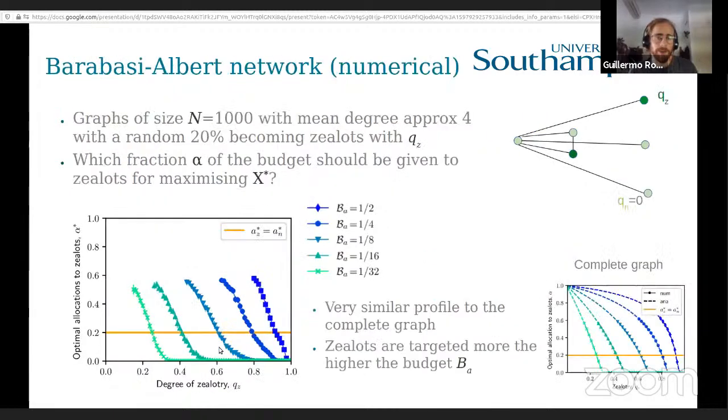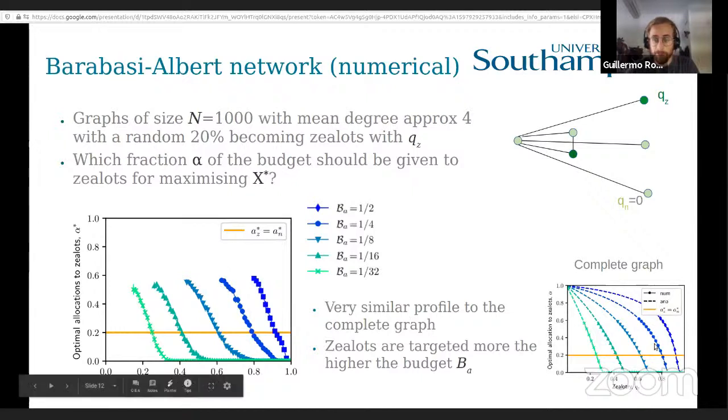And then finally, we look at the more complex networks, a Barabasi-Albert heterogeneous network. And here we set 20% of the nodes in the network randomly chosen to be Zealots with a Zealotry level QZ, and then the rest are normal agents. If we look first at the question again of how much is given to Zealots, actually we find that the answer is very, very similar to the complete graph. So these are the results for the Barabasi-Albert on the bottom left, and the bottom right from the complete graph, and we get very much the same.